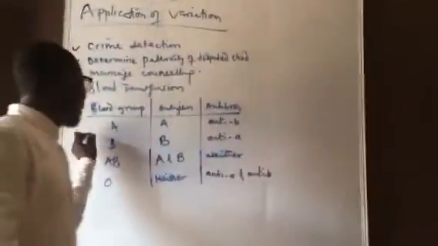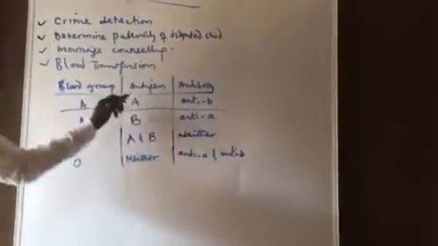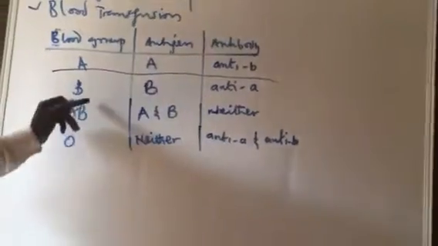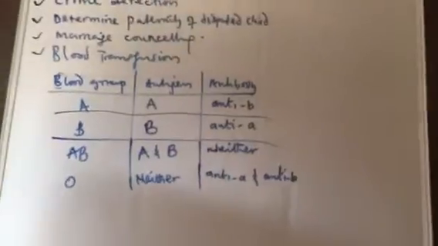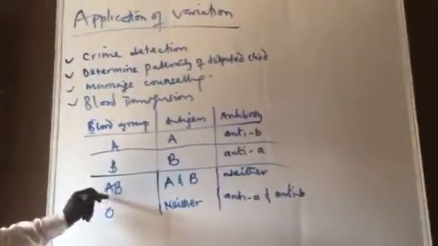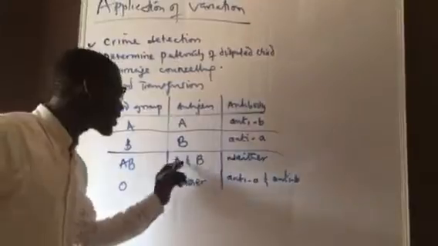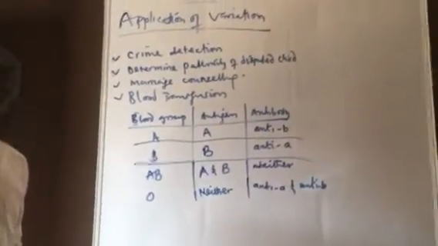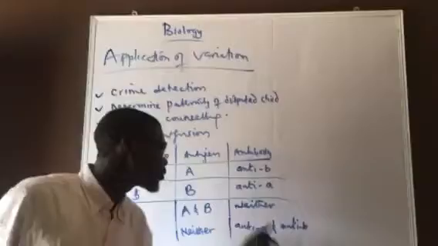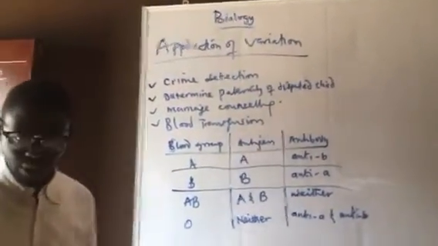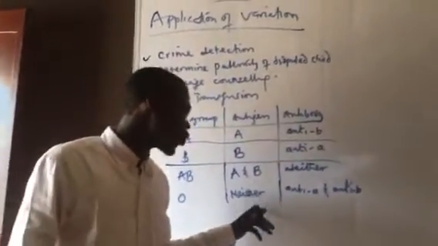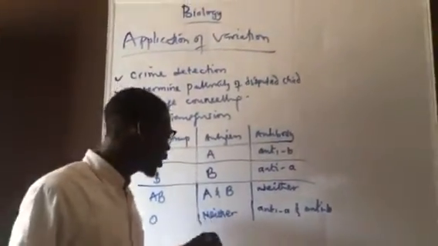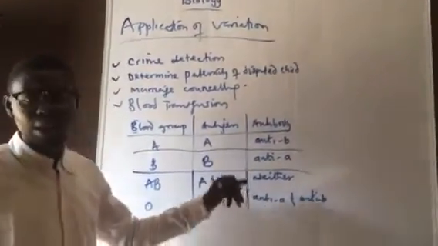Those people that have blood group A have antigen A on their red blood cell and antibody B on the plasma. Blood group B have antigen B on the red blood cell and antibody A on the plasma. And blood group AB individuals have antigen A and B. They are codominant, equally present, and neither antibody A nor antibody B is present. Then the last blood group is blood group O. Neither antigen A nor B is present, but they have antibody A and B.